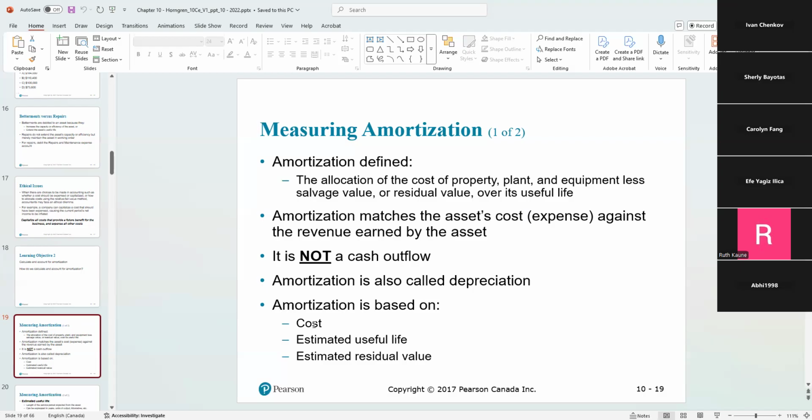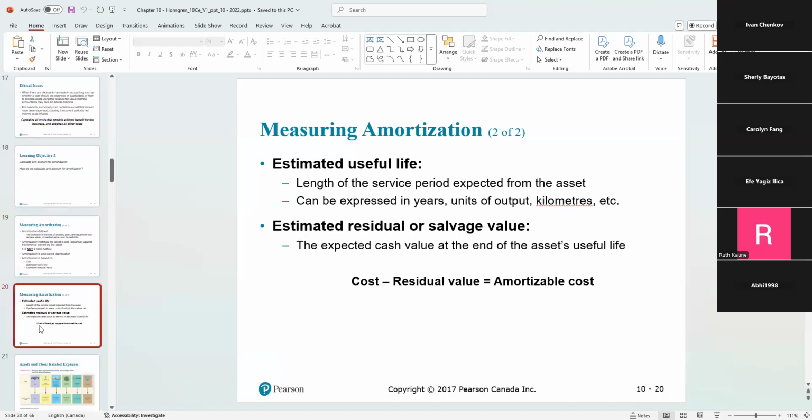We need to know how long we're going to use that asset for, the estimated useful life, 1 year, 5 years, 10 years, and is there any residual value? Residual value is what will be the value of the asset at the end of the useful life? Is it going to be zero? Is it going to be 1,000? Is it going to be 500? How much is it going to be?